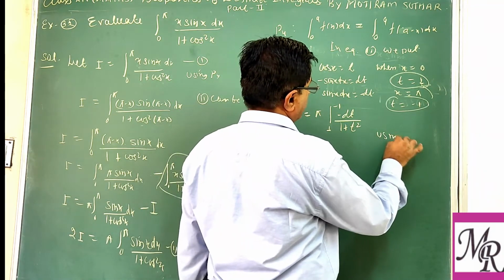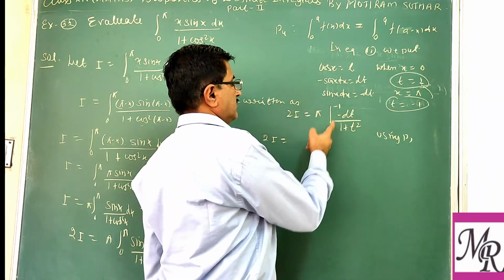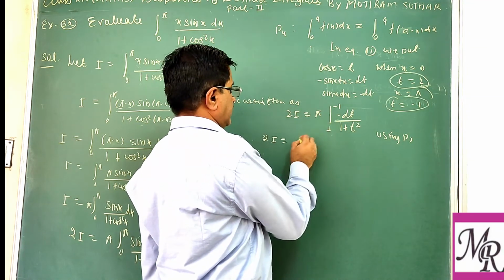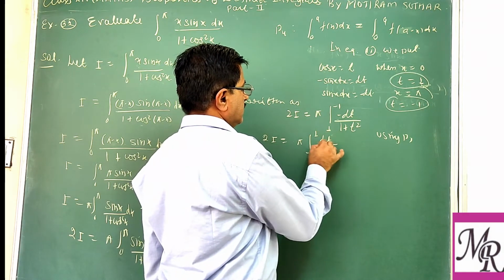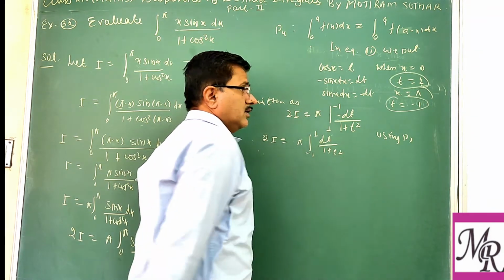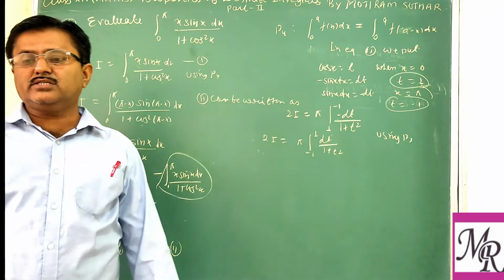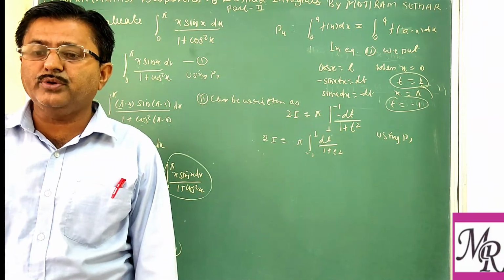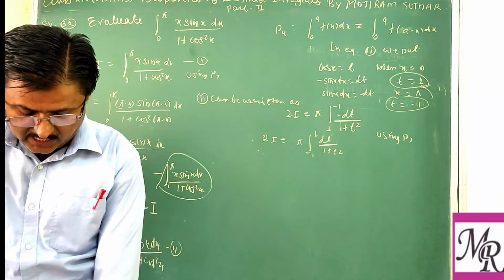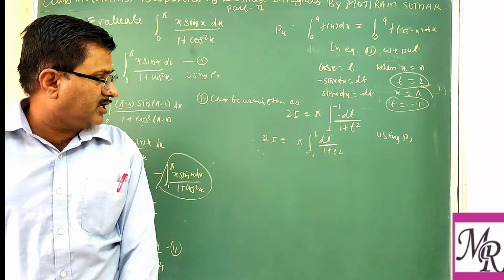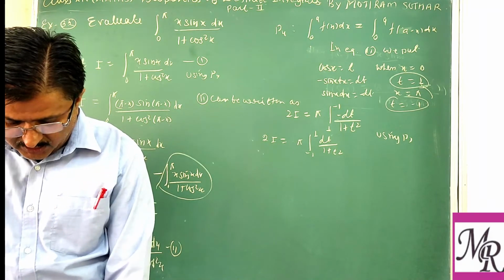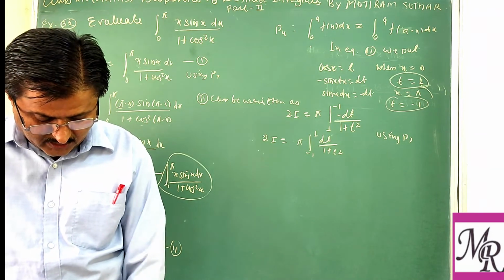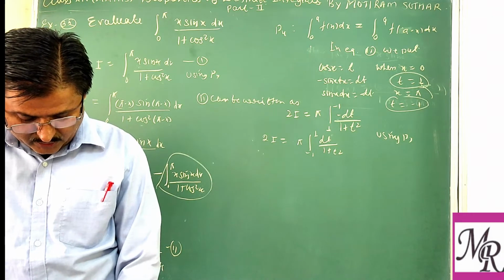If you are using P1, then the limit changes and the sign also changes, that is positive. So minus 1 to 1 dt upon 1 plus t square. Now again you can use P7 in this, because the function 1 upon 1 plus t square is even.